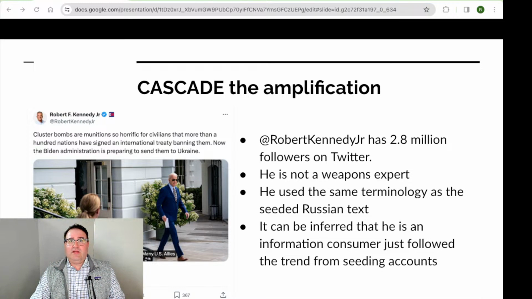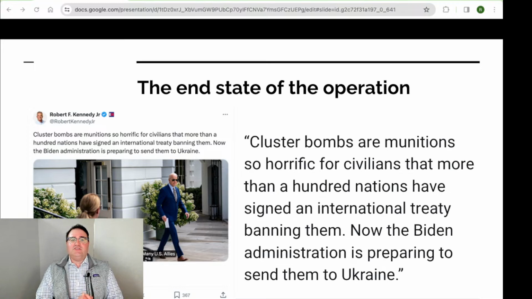And you'll see that when I show you the actual tweet, which says, "Cluster bombs are munitions that are so horrific for civilians that more than 100 nations have signed an international treaty banning them. Now the Biden administration is preparing to send them to Ukraine." That's the end state of the operation. There's your cascade, the amplification phase.